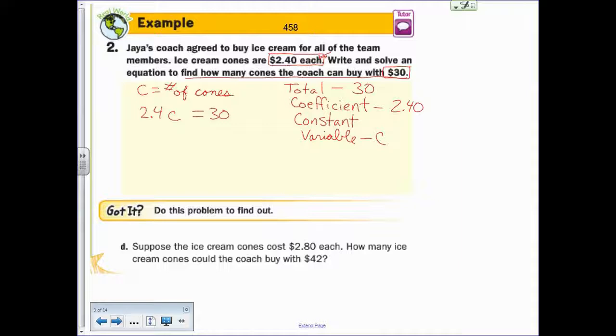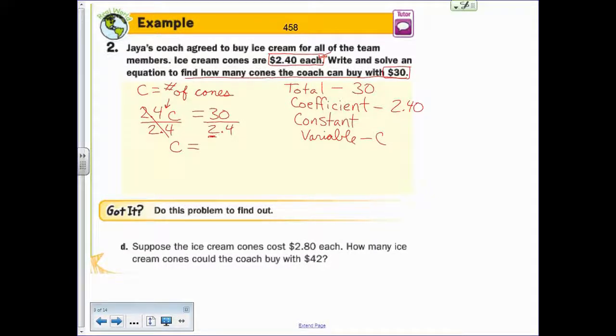To solve that, we would do the opposite of what we see. So we see here multiplication, so we're going to use division and divide by 2.4 on both sides. Like in example 1, 2.4 divided by 2.4 equals 1, so we're left with C. And then 30 divided by 2.4 is going to give us an answer. But notice, because there is a whole number with this, we should not get a bigger answer. We should get a smaller answer.